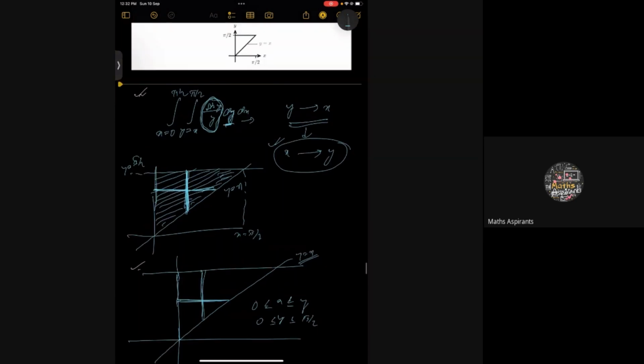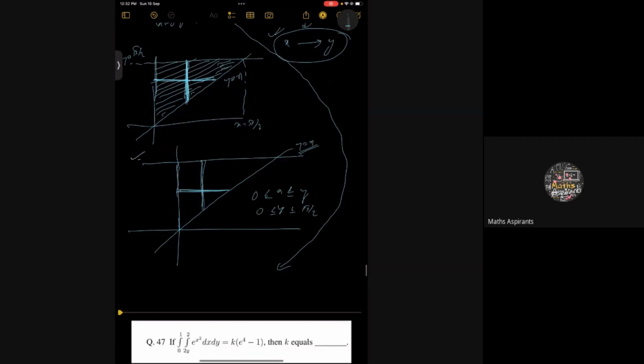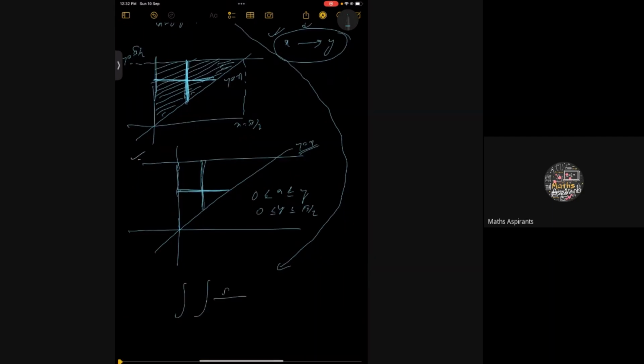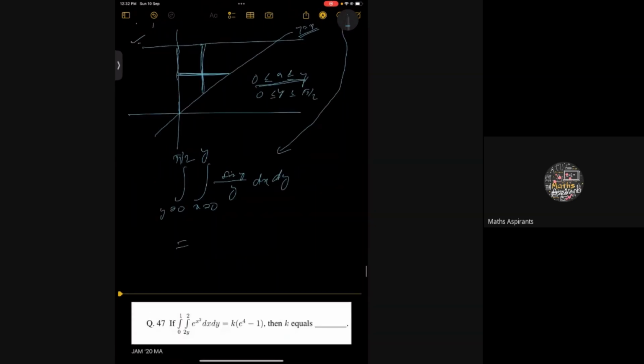So the same thing, if I change the order of integration, then sine y by y I'll integrate with respect to x first. So x lies between 0 and y, and y lies between 0 and pi by 2. The advantage is very much evident now. If we integrate with respect to x, this is a function of y, so this will be treated as a constant.